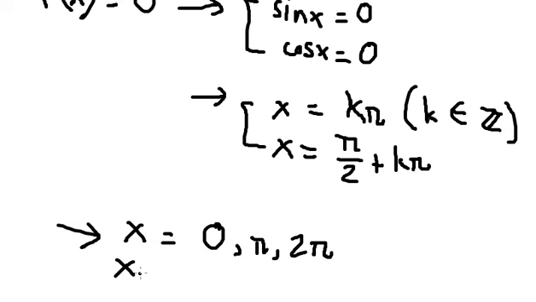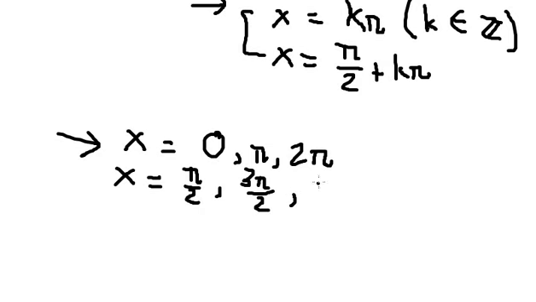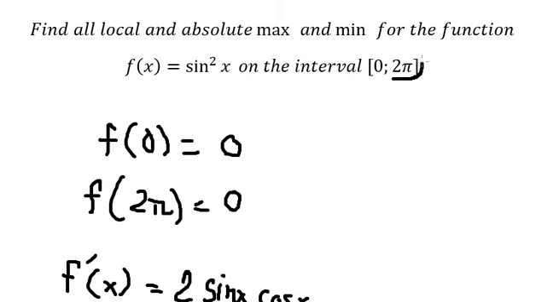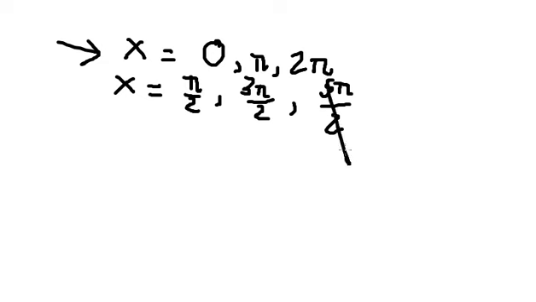This one is π over 2. And we put k equals number 1, so we have 3π over 2. If k equals number 2, we have 5π over 2. Because 5π over 2 is bigger than 2π in here, we need to reject this one.